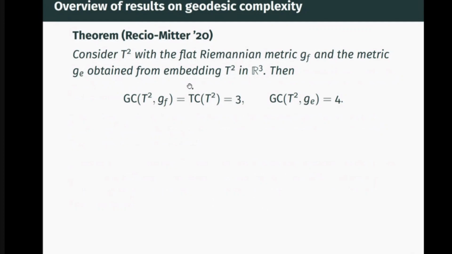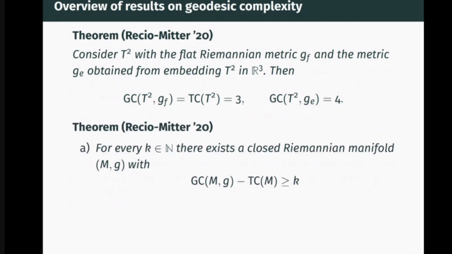Then it turns out that the GC of the flat metric on the torus coincides with TC of T2, which is 3. So in this case, it doesn't become more complicated. But if we take this Euclidean metric GE, we get that GC of this 2-torus is 4, so already one bigger. So here we can already see the difference between two not very exotic metrics. These are metrics that are studied every day, in some sense. And so there we already have a difference.